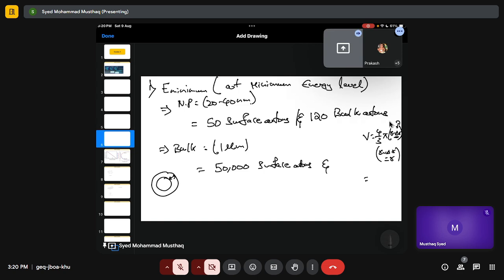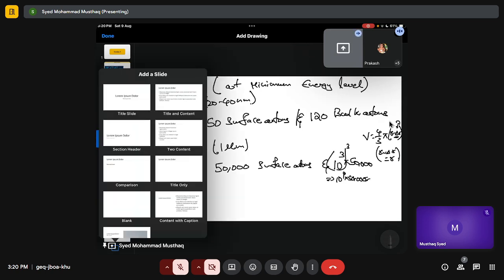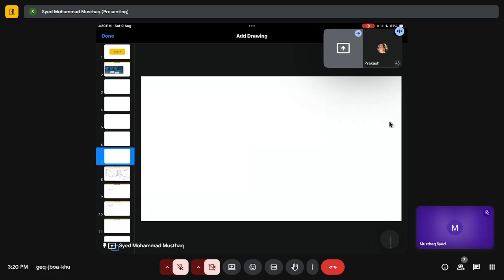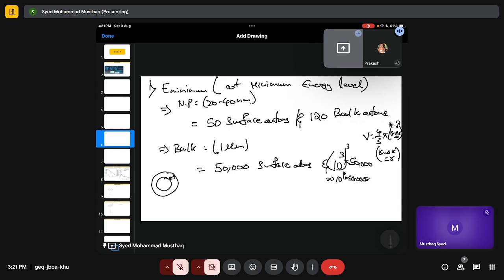Now, so the number of atoms should be 10 cube times this 50,000. So that will be not even 10 cube, because 10 cube is already here, so it should be more, like 10 cube times cube. So let's say 10 to the power of 9 into 50,000. It's just for example, okay? You can calculate it yourself. You can try taking a big particle and assume it is made up of this many atoms, and then try to equate this number of atoms to the volume.